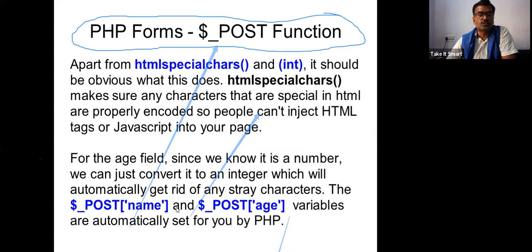Here the $post method is there, $post age. For the age field, since we know it is a number, we can just convert it into an integer, which will automatically get rid of any stray characters. Okay. So htmlspecialchars.